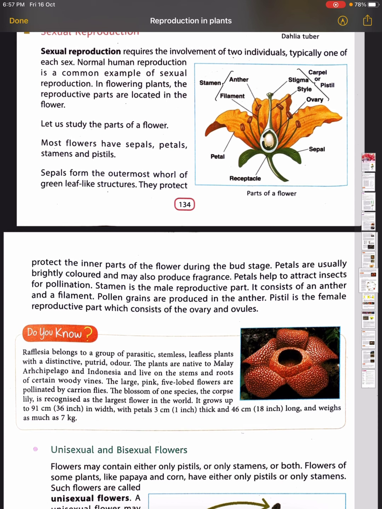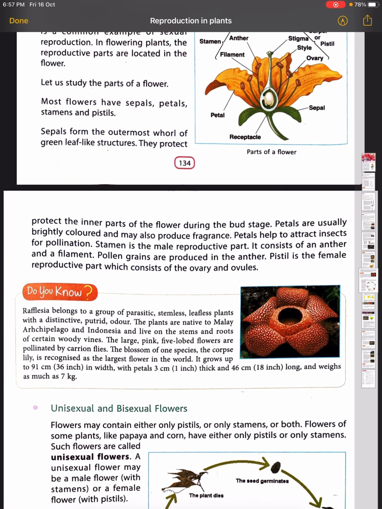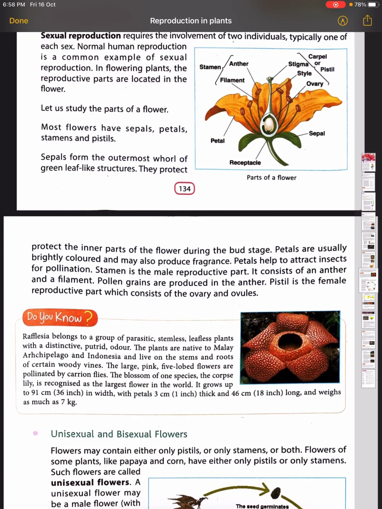Most flowers have sepals, petals, stamens, and pistils. Sepals form the outermost whorl of green leaf-like structures. They protect the inner parts of the flower during the bud stage. Petals are usually brightly colored and may also produce fragrance. Petals also help to attract insects for pollination.